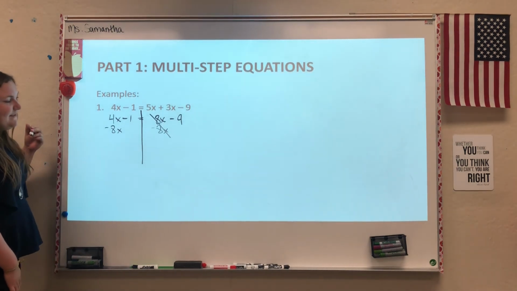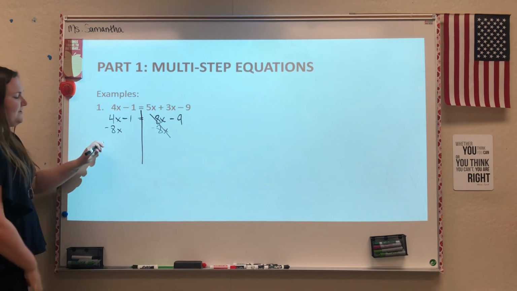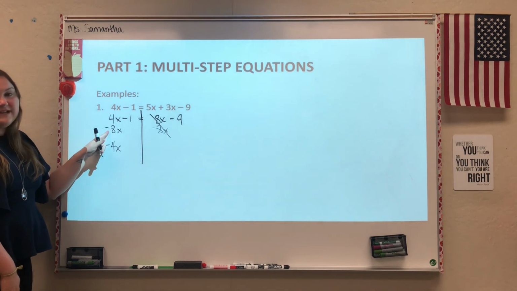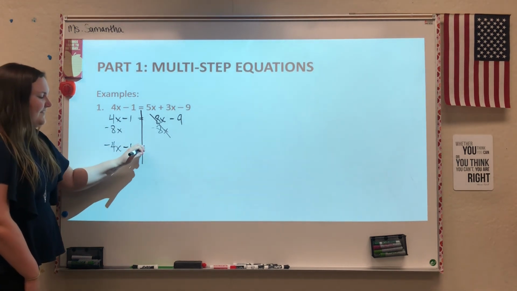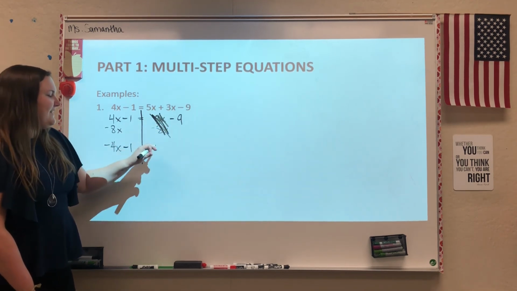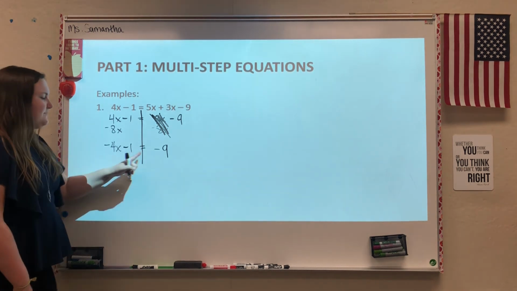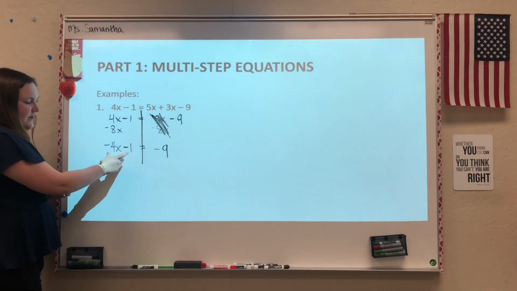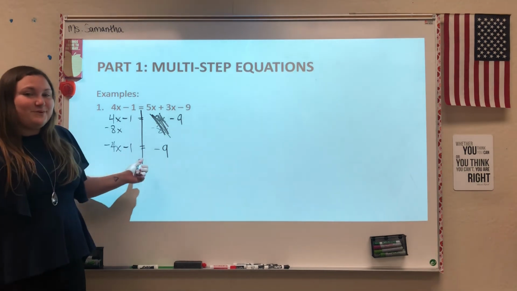After I do that, I want to see what I'm left with. On this side, I've got 4x minus 8x, which is going to give me a negative 4x. Negative because I'm subtracting a larger number. I've still got that minus 1 there. And then on our other side, these have canceled out, so I'm left with a negative 9. Once I do that, this is what we call a two-step equation. If I want to get that variable x all by itself, there are two numbers left that I need to get rid of. Do you have an idea which one you would want to get rid of next?